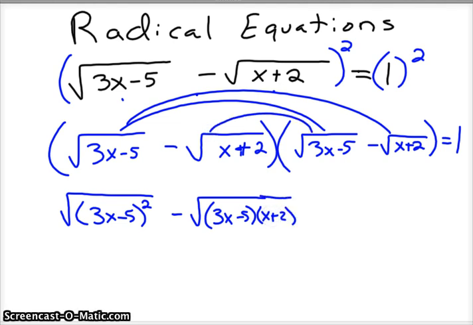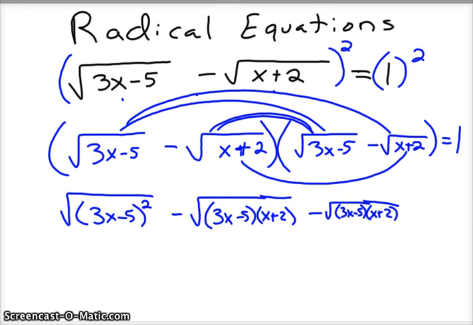Okay, then we'll do it again with this one. So minus square root of 3x minus 5 times x plus 2, and that was this one. And then the last one, plus, excuse me, square root of x plus 2 squared, and that all equals 1, because 1 squared is 1.